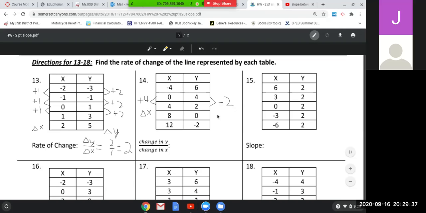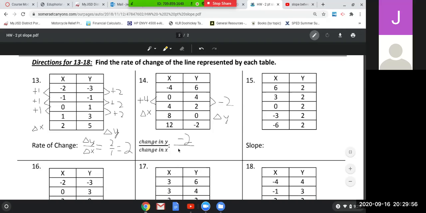So to go from 4 to a 2, we had to subtract 2. So my delta y is -2. Change in y just means delta y. So change in y is -2. So I'm going to put that here. That's a -2.